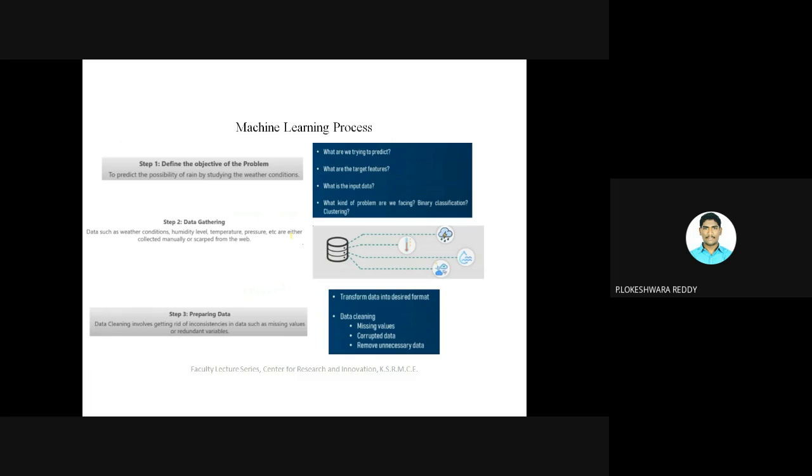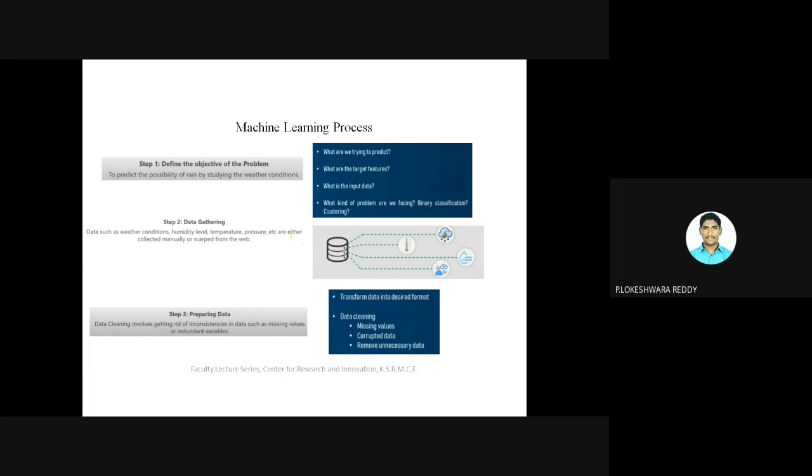Here, let me explain in detail how the steps are going to be involved. How we can formulate a machine learning process can be explained with a simple example. As I said earlier, in the machine learning process, the first step is to define the objective of the problem. We need to find a problem, and for that problem, we have to sort out the solution. The first thing is you have to formulate the problem.